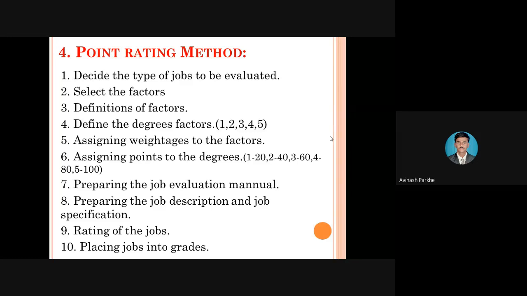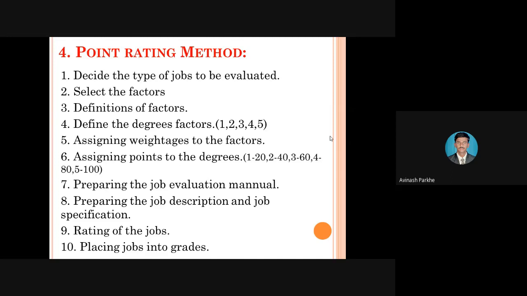Then define the degree factors. Here it is called a quantitative method because we are giving degrees to the jobs. In the first method, we gave the ranking. Ranking was given in the form of low, medium, high. Then in the second method, whatever we have discussed, we gave the grades, that is A, B, C, D, E, F, G, H, I.